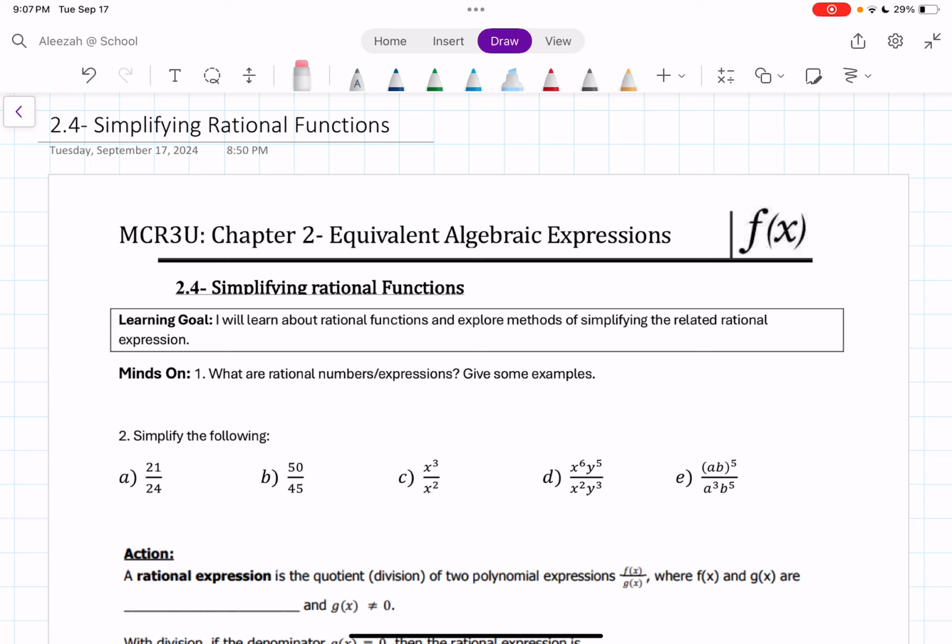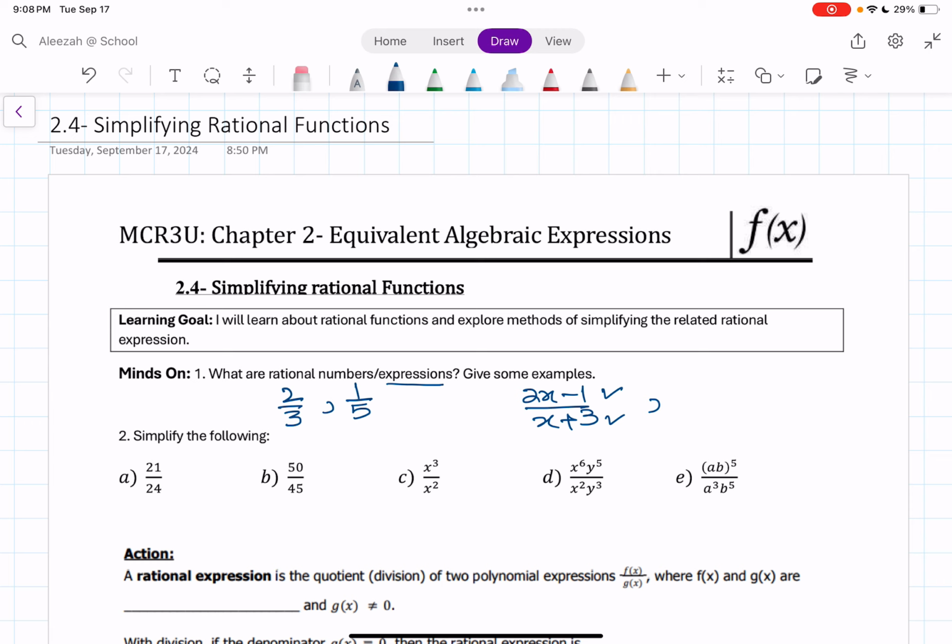For example, if I do 2 over 3, that is a rational number. If I do 1 over 5, these are rational numbers. Now, when it comes to an expression, for example, if I write 2x minus 1 over x plus 3, that is a rational expression. In a rational expression, we have algebraic expressions in the denominator and the numerator.